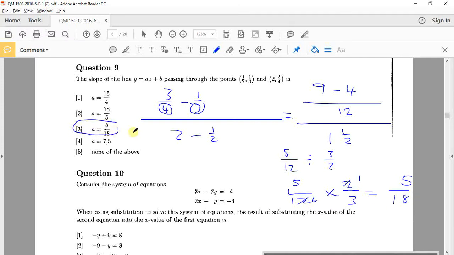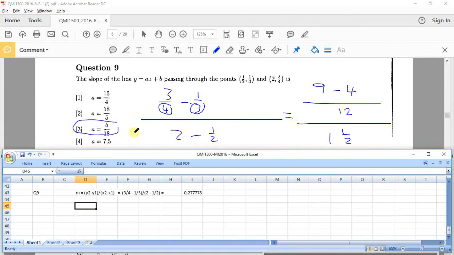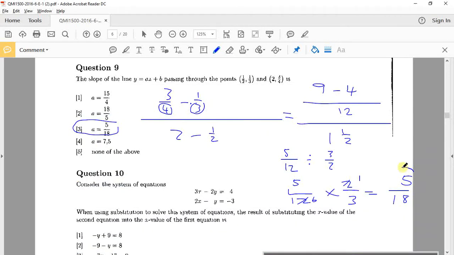Okay, and you can actually do this on your calculator. Because look, 5 over 18, 5 divided by 18 is, as a decimal, 0.27. Okay. Alright, there, 0.27. So Excel gave me that answer, but Excel can't give me a fraction. So then I have to use maths. Okay, there's the maths. Alright. Okay, option 3.